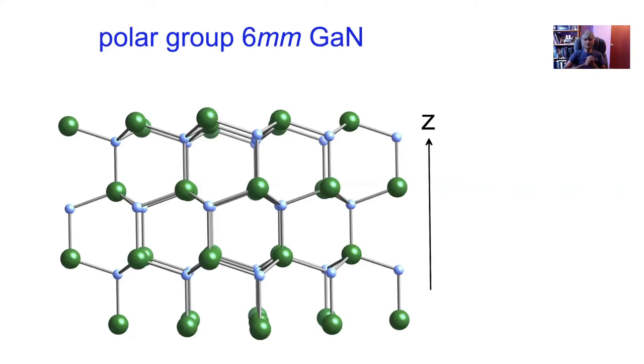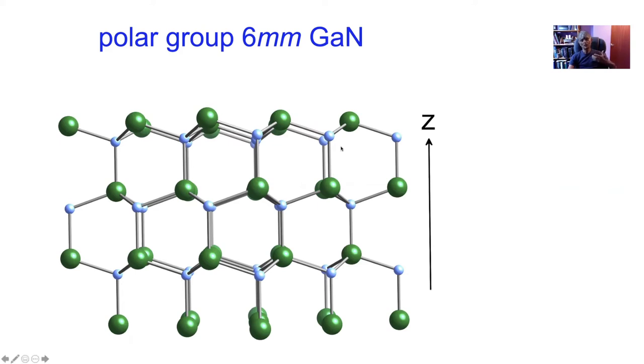And here is the structure with the z-axis, the hexad, pointing upwards. Now notice that when you deposit this epitaxially, this surface in the minus z direction is different from this surface in the plus z direction. And that's because, once again, there is no center of symmetry.